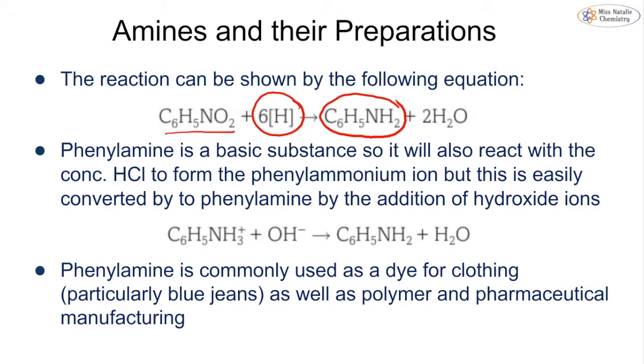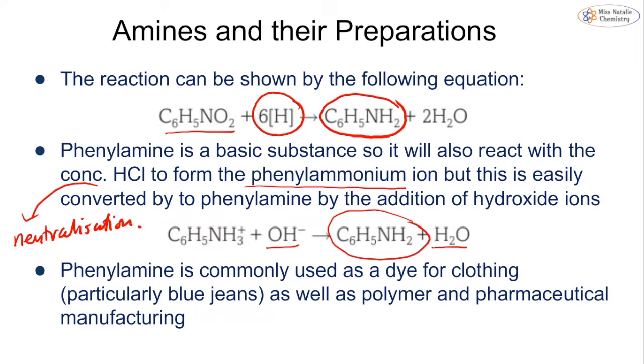and of course we're going to make water. Now, the phenylamine is a basic substance, so given the fact that we do have concentrated hydrochloric acid in there, unfortunately we can get a neutralization happening. But we do not, of course, want this. We want to just form our phenylamine rather than our phenylammonium ion, but we can easily convert this back to the phenylamine simply by adding hydroxide ions, and we make more water, and again, our desired product.